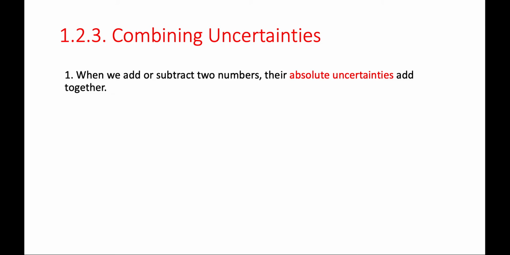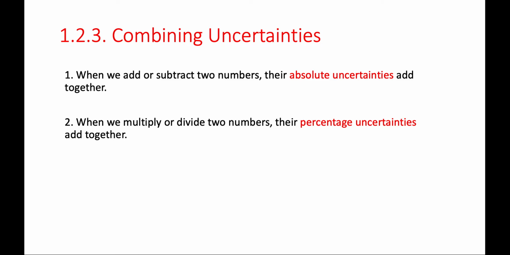When we're taking two numbers and we're adding or subtracting, and we want to find the uncertainty in the final value, all we do is add together their absolute uncertainties. If instead of adding or subtracting, we are multiplying or dividing, then instead of adding together absolute uncertainties, we add together percentage uncertainties to get the percentage uncertainty in the final value.